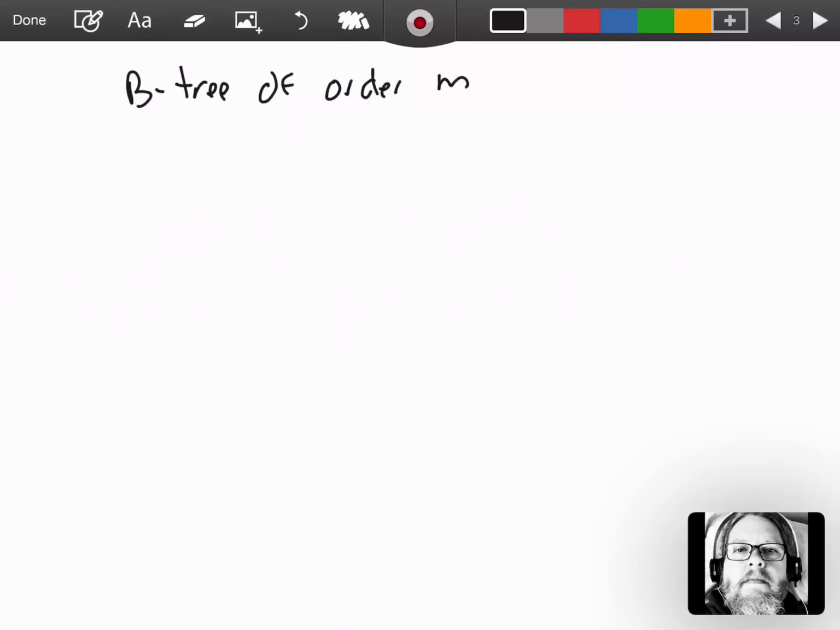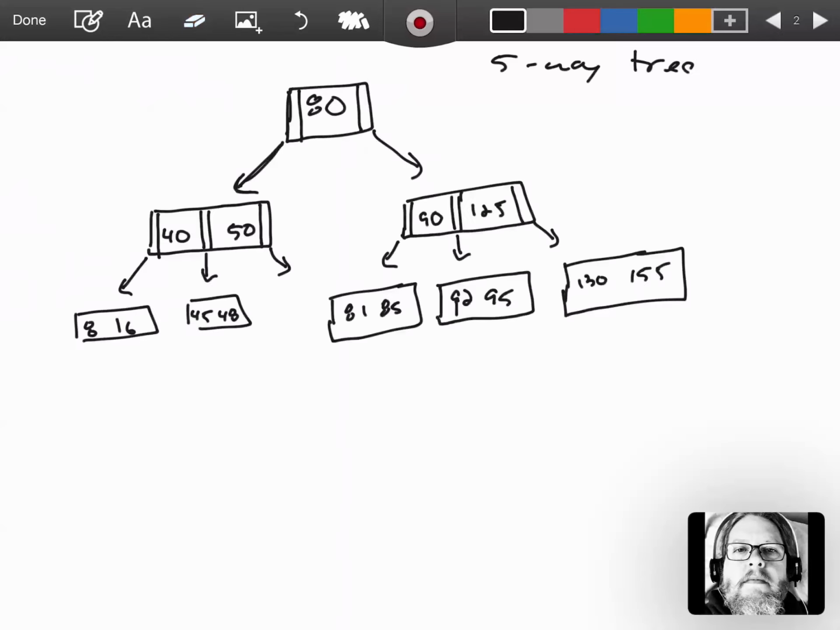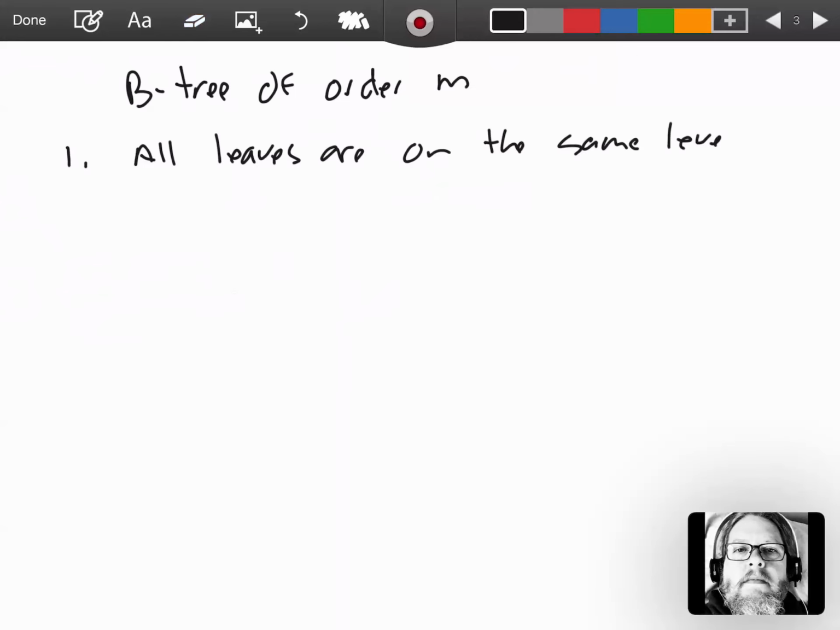So it has a couple of additional properties. The first one: it's an M-way search tree. It can be empty or it can have the following property. All leaves are on the same level. So like this one, all the leaf nodes are down here. So we're going to enforce that for a B tree.